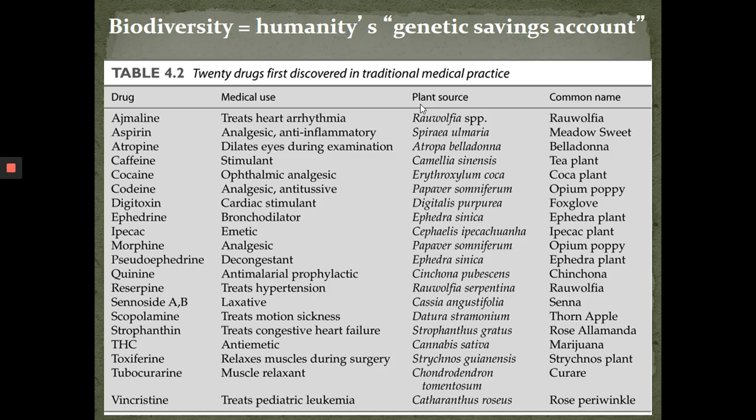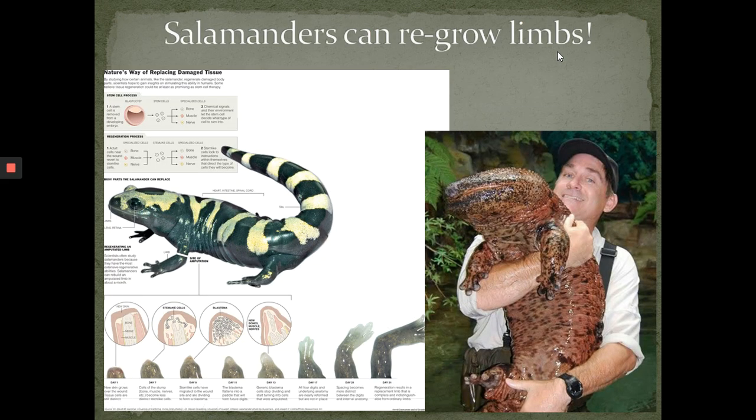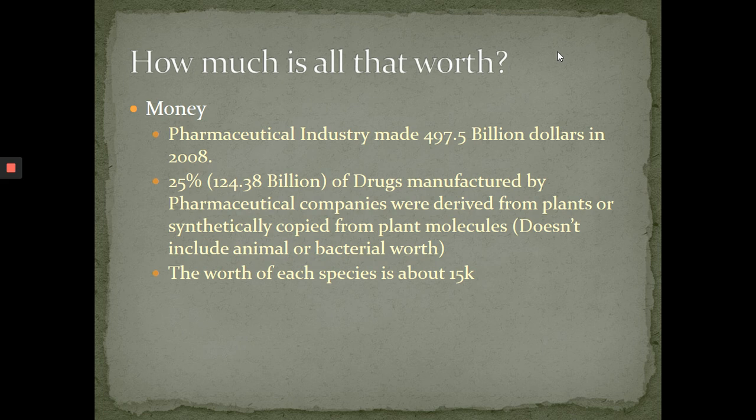Here's an example. Plants are particularly rich areas of potential medical use. Here's a few plants and their medical uses that are around today. There's some potential future medicinal uses. For example, if we understand how salamanders can regrow limbs, that may be a very significant medical benefit in the future. You can figure out how to harness that.